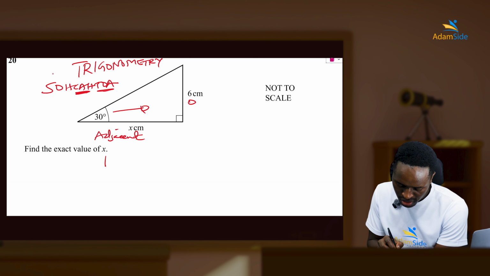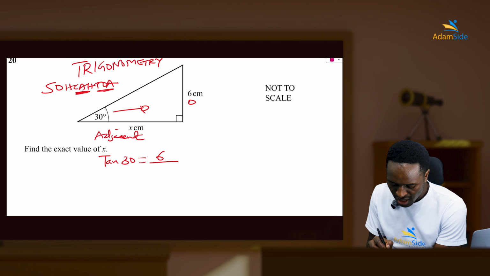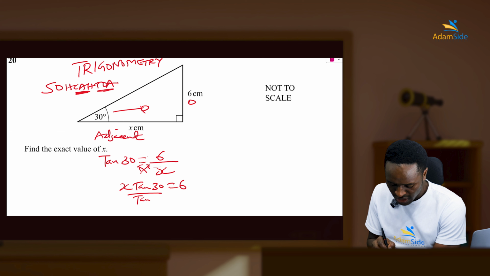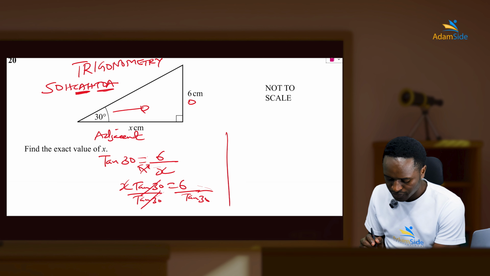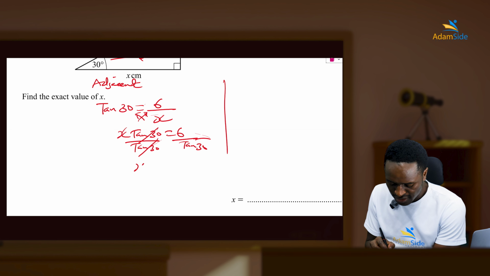We say tan 30 degrees is equal to opposite, which is 6, over adjacent, which is x. Then cross multiply. So we say x tan 30 is equal to 6. Then divide by tan 30, divide by tan 30. What do you get as x? So you say, scroll down. You say x is equal to 6 divided by tan 30.